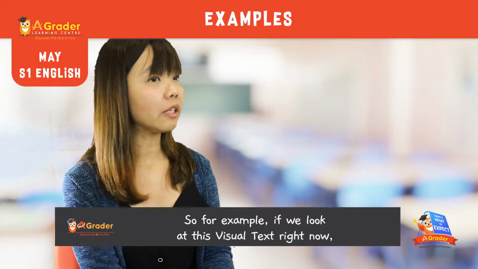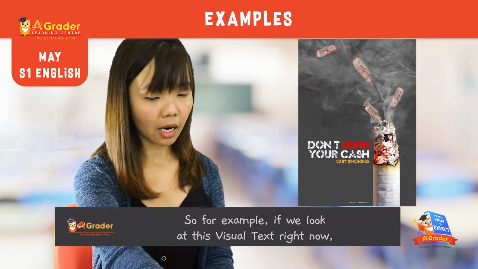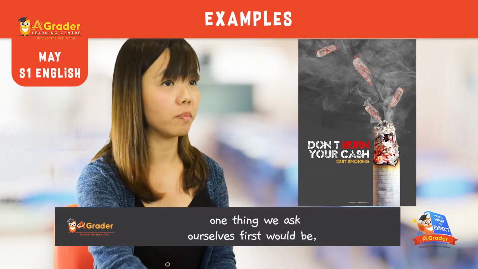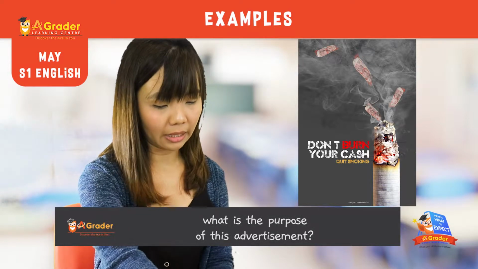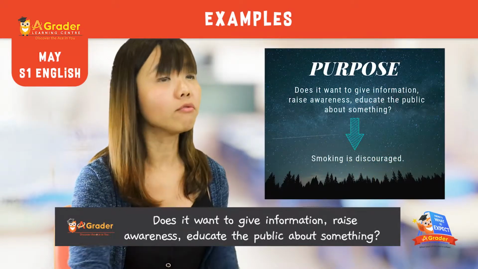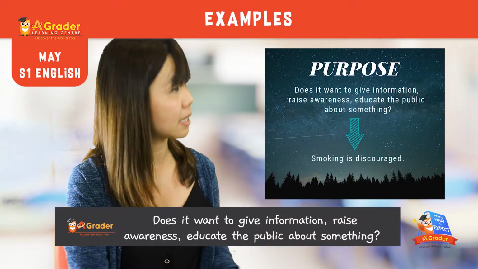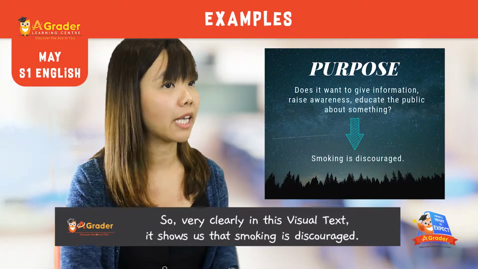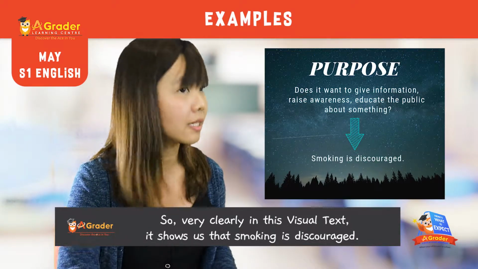So for example, if we look at this visual text right now, one thing we ask ourselves first would be, what is the purpose of this advertisement? Does it want to give information, raise awareness, educate the public about something? So very clearly in this visual text, it shows us that smoking is discouraged.